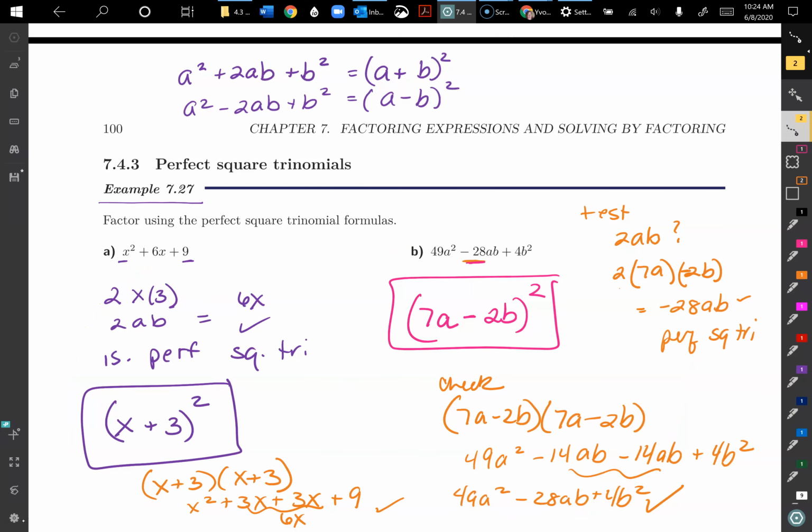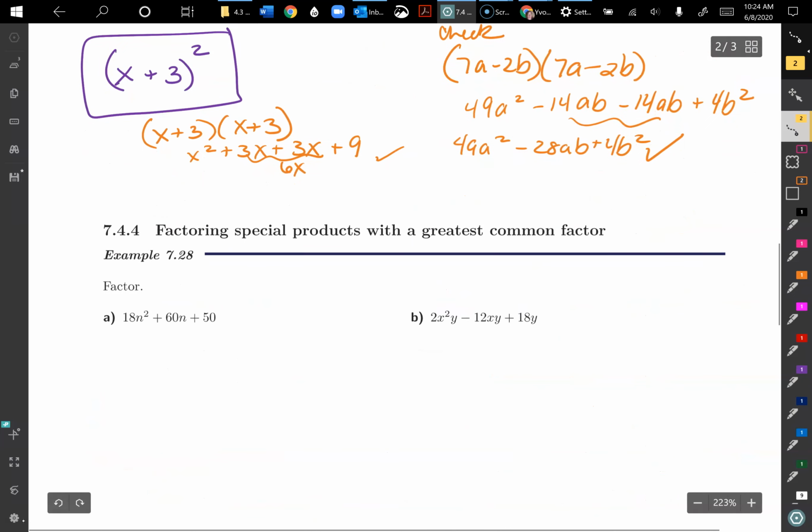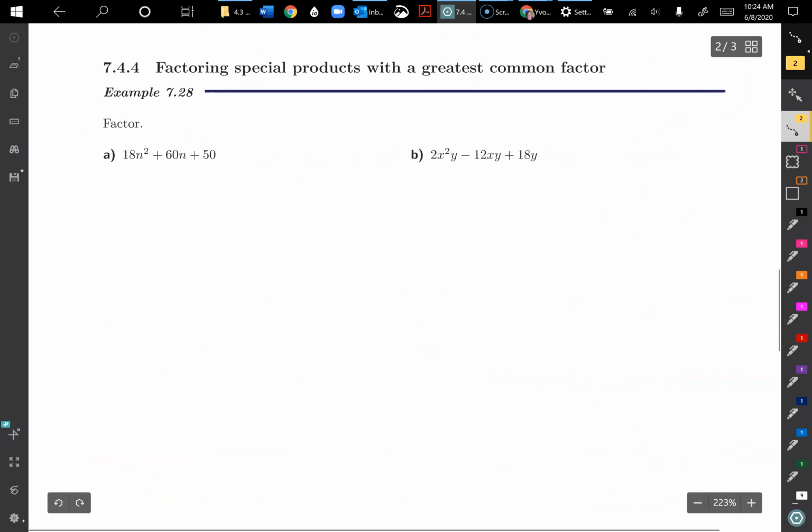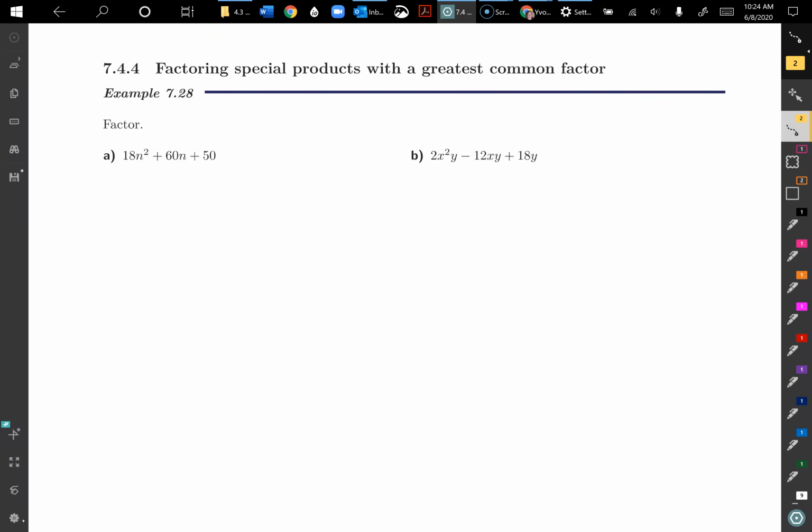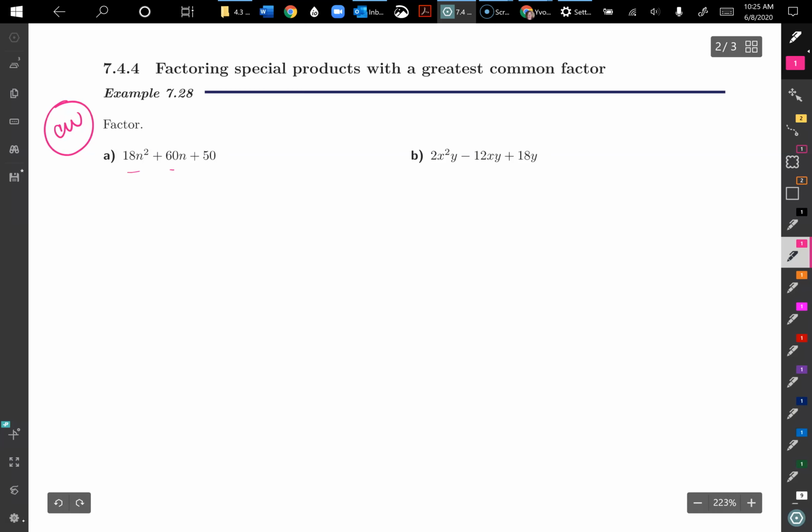I am going to show you one more thing here, though, where we have a greatest common factor that we can pull out first. So we have a couple of steps to do. And I think you could do this as classwork. So go ahead and try it. But remember, you got to pull out a GCF because out of all three of those, there's something common. Actually, I'll do this first one with me.